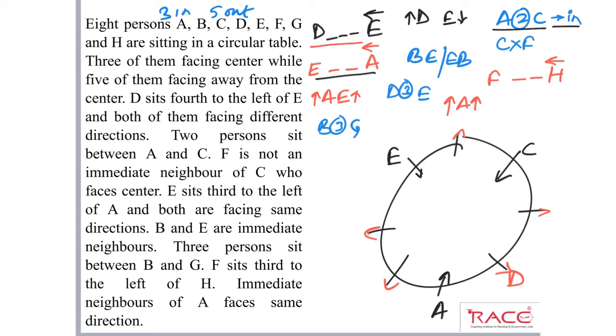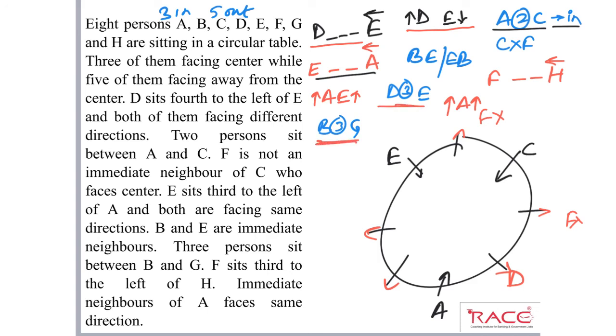The direction of D and E are different, as you can see here. C and F are not neighbors here. So C and F are not neighbors means F I cannot place here and F I cannot place here. So I have these 2 possible places for F. Okay, so this E and D is also done.